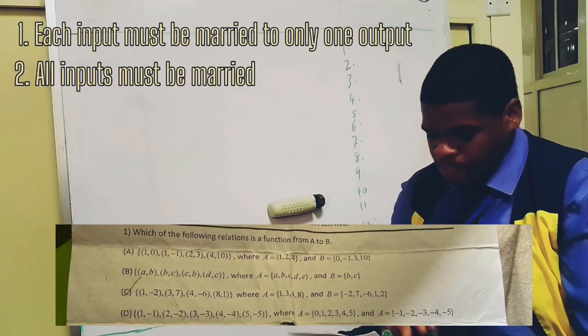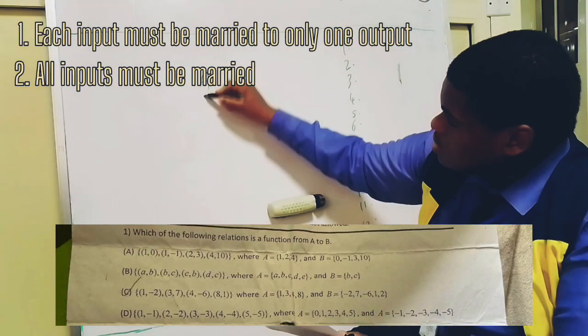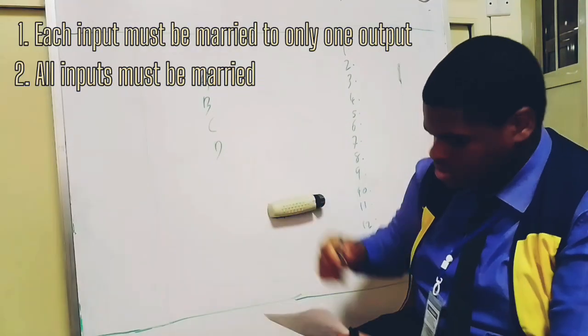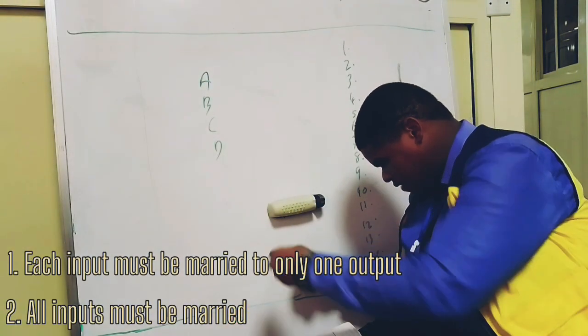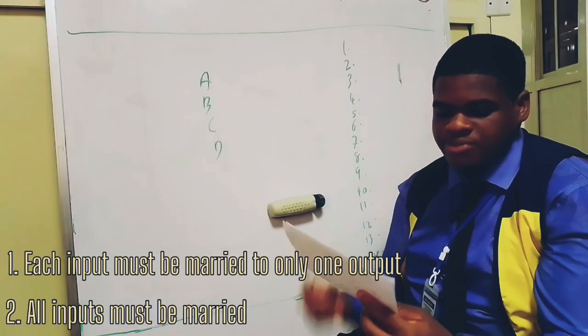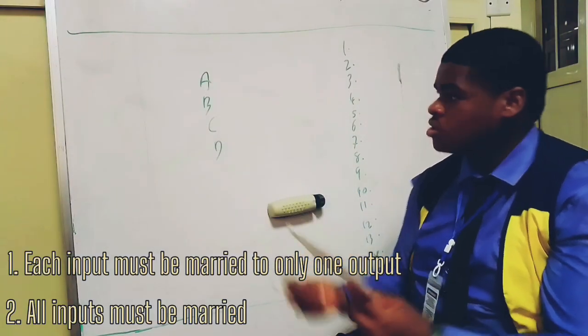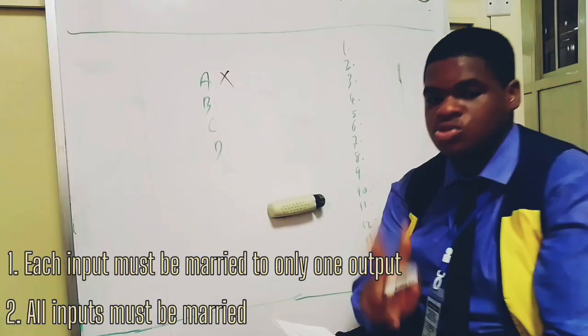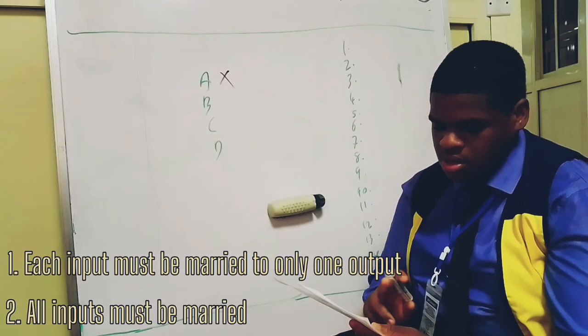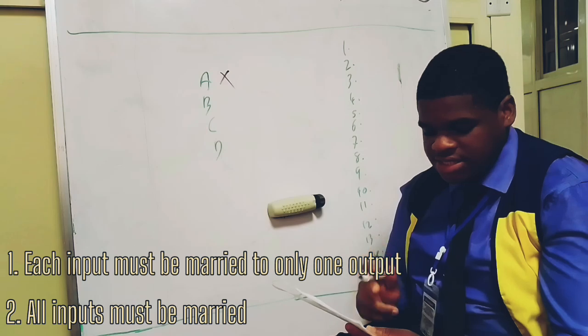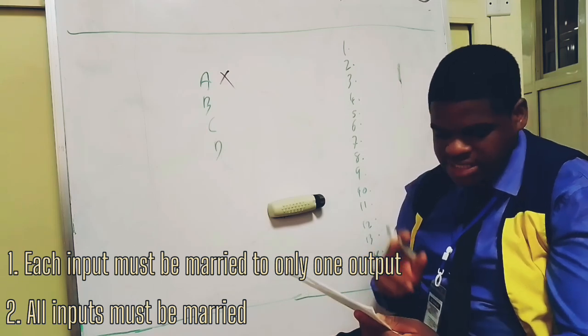Option A. Let me write it down. This is A, B, C, and D. We have 1 mapped to 0 and 1 mapped to -1. So option A is wrong because 1 is mapped twice. Option B: A is mapped to B, B is mapped to C, C is mapped to B, and D is mapped to C.